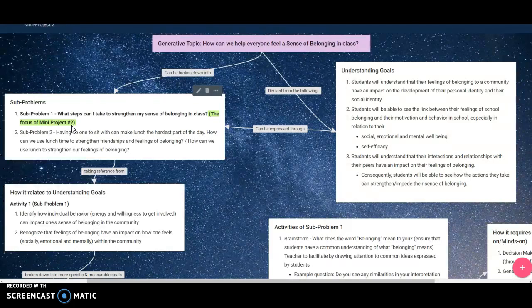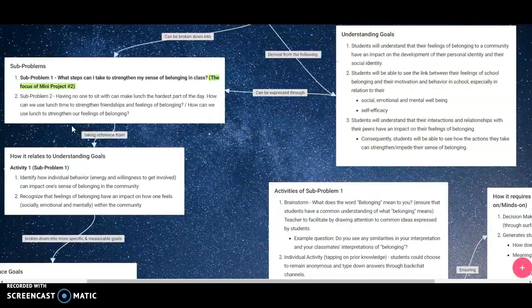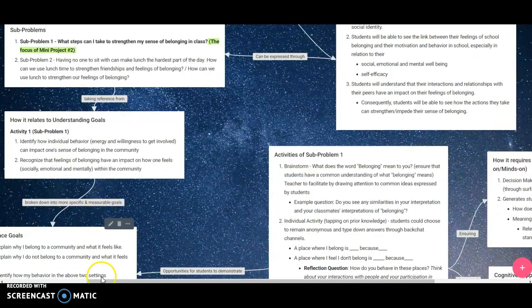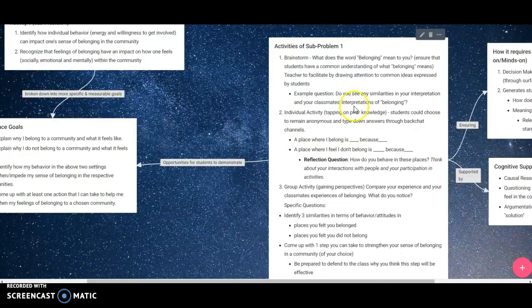In addition, it is also relevant because this subproblem allows students to tap on their own experiences of sense of belonging in class, which enhances students' relatability of the activities and learning, such as the activity 1 and 2.